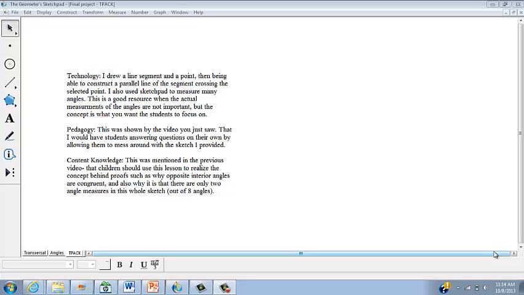For pedagogy, this was shown by the video you just saw, that I would have the students answering questions on their own by allowing them to mess around with the sketch I provided. And finally, content knowledge. This was mentioned in the previous video that children should use this lesson to realize the concept behind proofs, such as why opposite interior angles are congruent, and also why it is that there are only 2 angle measures in this whole sketch out of 8 total angles.